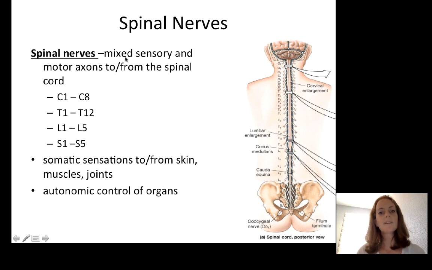So as a reminder, the spinal nerves. Spinal nerves are mixed sensory and motor axons that are coming to and from the spinal cord. We number them. And they carry somatic sensations to and from the skin, muscles, and joints. They also contain, in certain regions of the body, autonomic axons, which are going to be autonomic control of the organs.